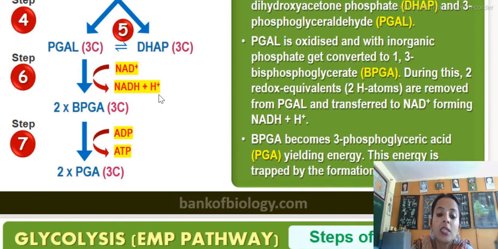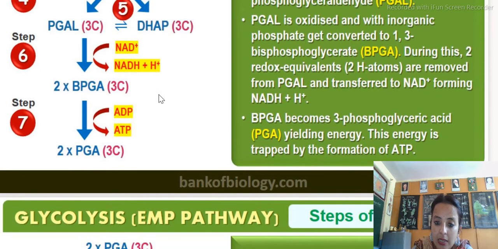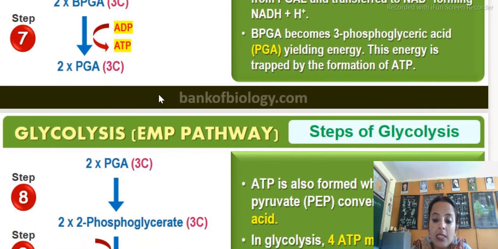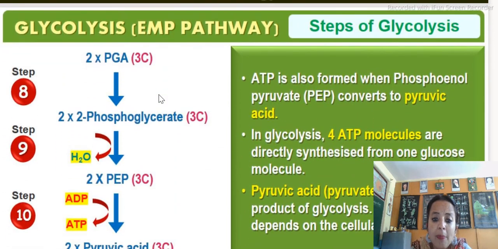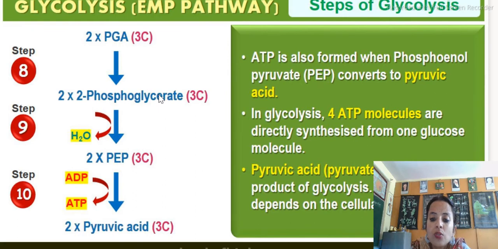Next, students, this BPGA becomes 3-phosphoglyceric acid, and it releases energy. This energy is trapped by the formation of ATP. After that, ATP is also formed from phosphoenol pyruvate, that is PEP, and then it converts into pyruvic acid, which is the end product of glycolysis.